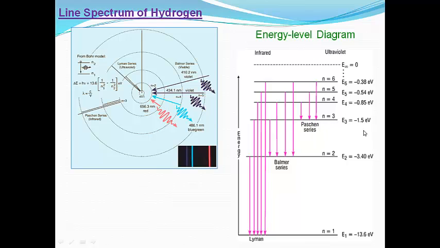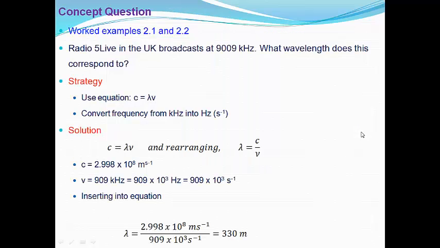It's important to know the difference between transitions in the Paschen series, the Balmer series, and the Lyman series, so that we can distinguish the kind of radiation given off in each case. We've gone through a whole lot, and we want to summarize some of what we've learned through these two concept questions. Now, do worked example 2.2 on your own.